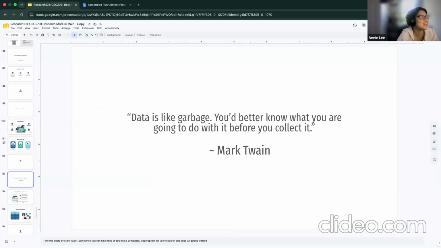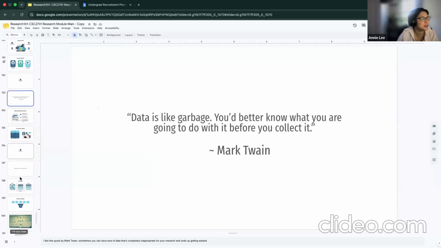Anyway, data collection. Data is like garbage. You better know what you're going to do with it before you collect it, Mark Twain. Or as in machine learning, we like to call this the principle of garbage in, garbage out. So if you're going to train your model with some data, you better understand your data.